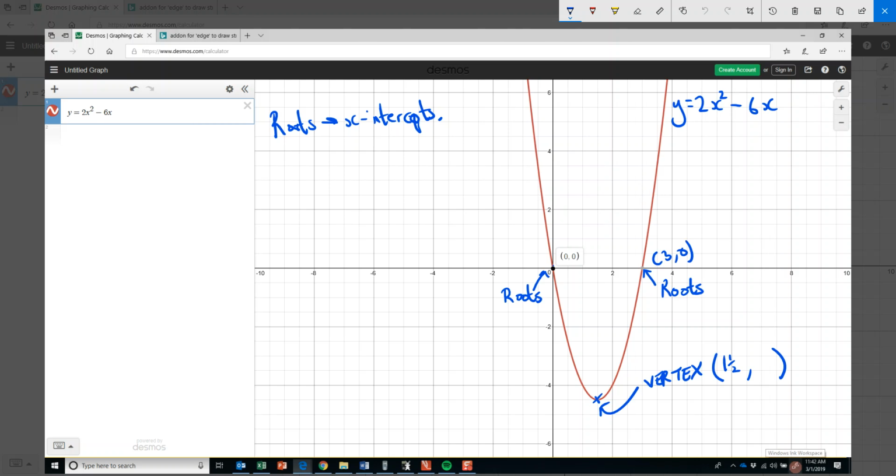So negative 4.5. So I just get my y-coordinate by plugging the x value into my equation. So that's one way that we can work out the vertex. That's one way that we can work out the roots. Remember, roots are just the x-intercepts. Okay so far?